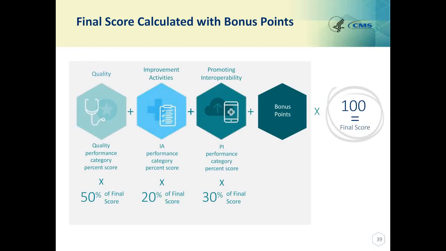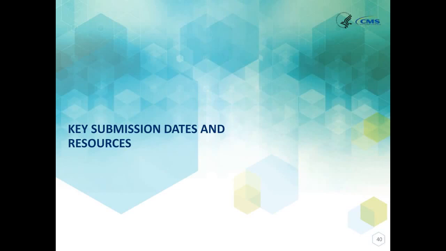Final score calculation. So in calculating the final score, again, the quality performance category is worth 50% of your total score. The improvement activities performance category is worth 20% of your final score. And the PI performance category is worth 30% of your final score. Then we add in any available bonus points, which should add up to a final score of up to 100 points, keeping in mind that the final score is capped at 100. Next slide. And I will hand this off to Adam.